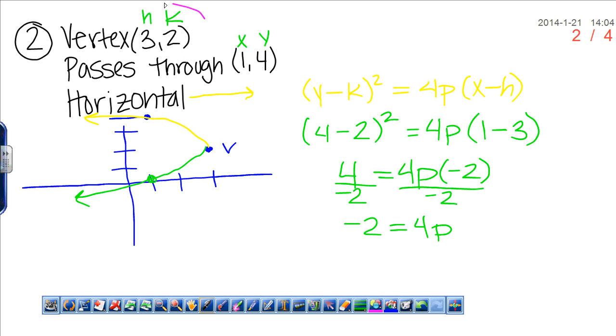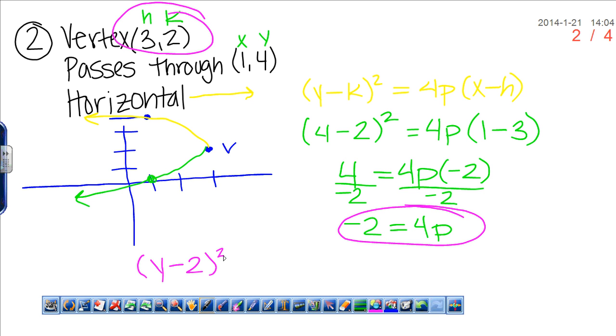All right, so I've got my vertex and I've got what 4p is. So let's write our equation. Y minus 2 squared is equal to 4p, which is negative 2, times x minus 3.